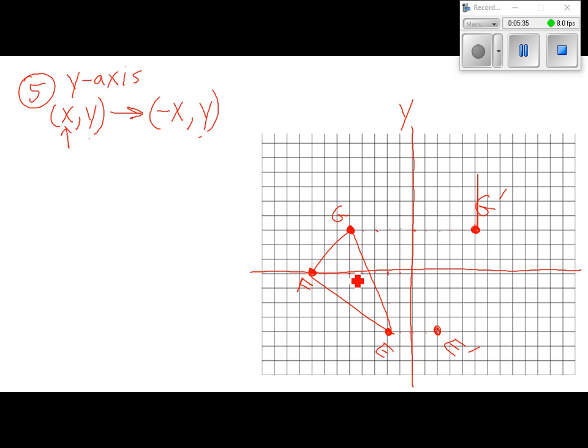F is 1, 2, 3, 4, 5, 6, 7, 8. So it's going to be over this way, 1, 2, 3, 4, 5, 6, 7, 8. And that's going to be F prime. And if you graph it, then all you'd have to do is find the coordinates of each of those. So G here would be 1, 2, 3, 4, 5. That'd be our X, and 1, 2, 3. And then you can find the coordinates of F prime and E prime and get your answer from that.